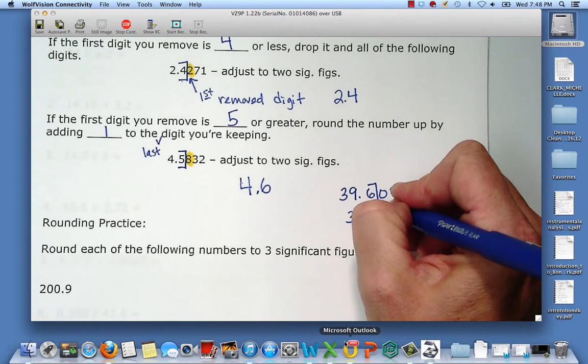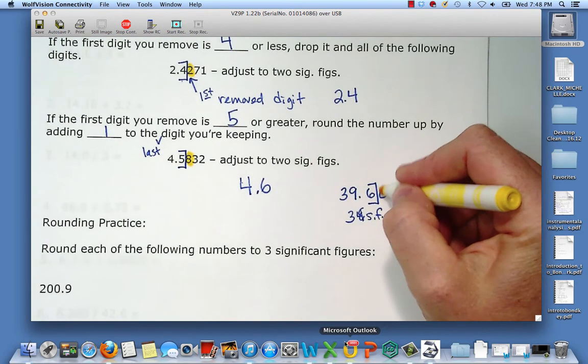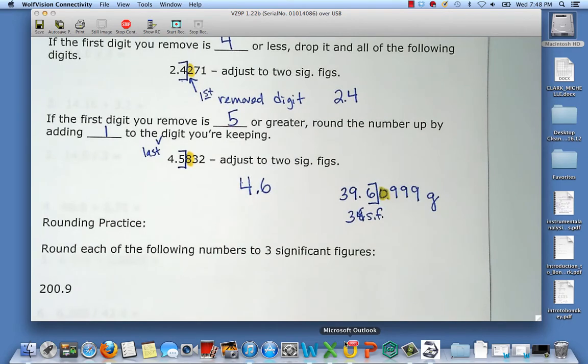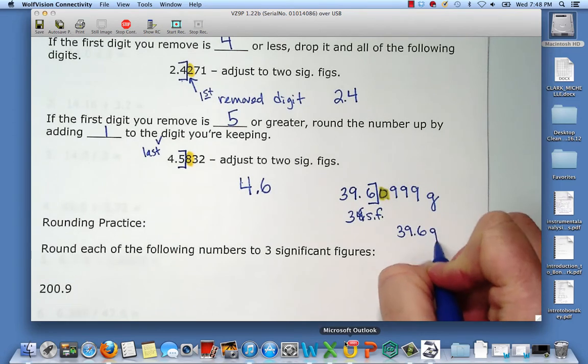After the 6. That's where you put your bracket. A lot of times students feel really uneasy about dropping all those 9s. They just want to add 1 to that 6. But you have to look at the first digit you're losing, or you're removing. So I don't do anything to that one, right? Because it's not 5 or greater. So to round it, it would just be 39.6 grams.